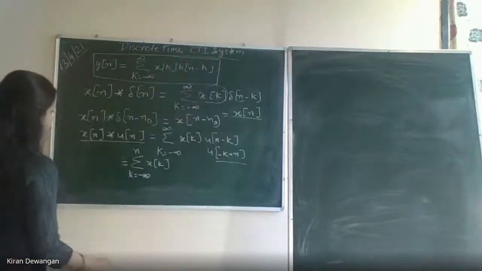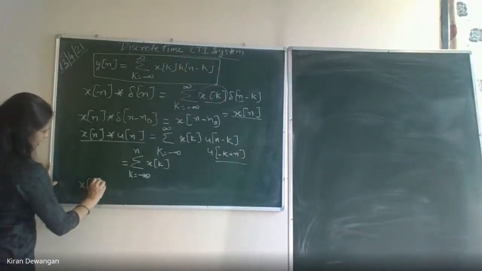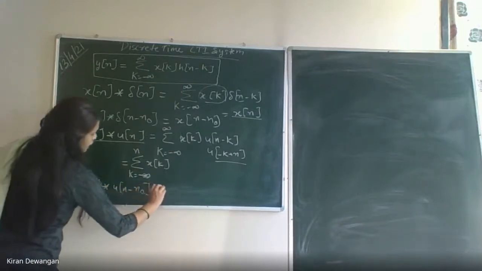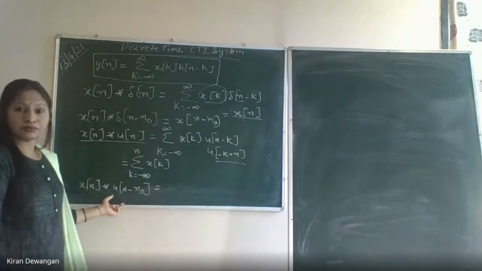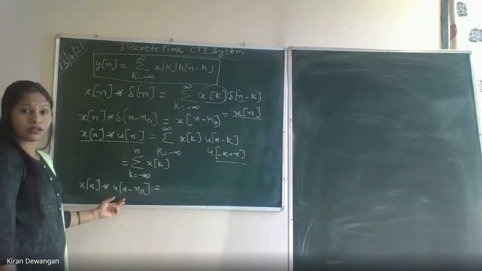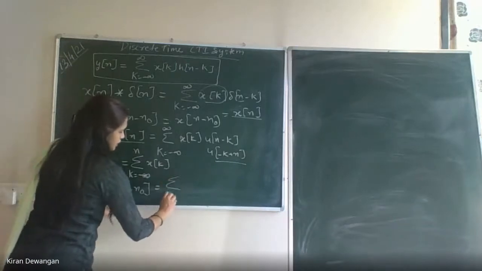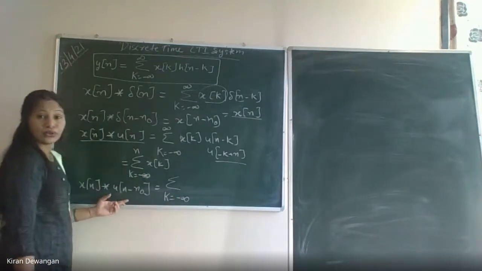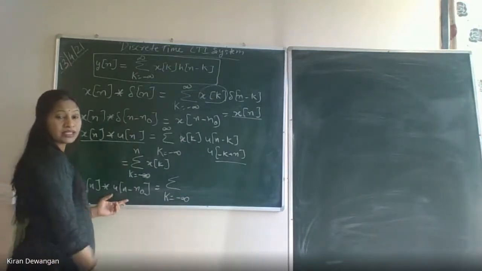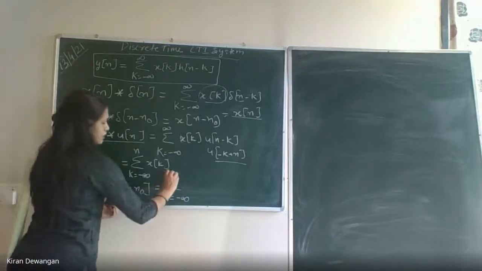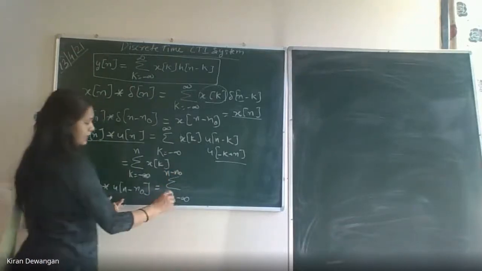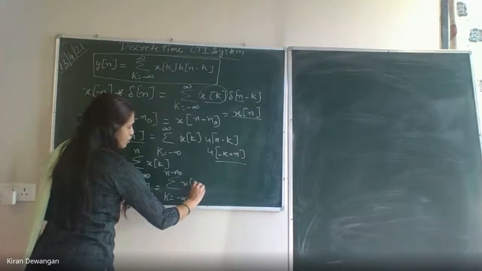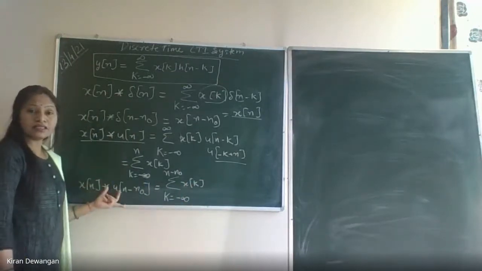Now if it is of another form, x of n convolution u of n minus n naught, then what would be the answer? Summation k from minus infinity to n minus n naught, right? That is k from minus infinity to n minus n naught. This will be x of k. Clear now? So that is how we will write.